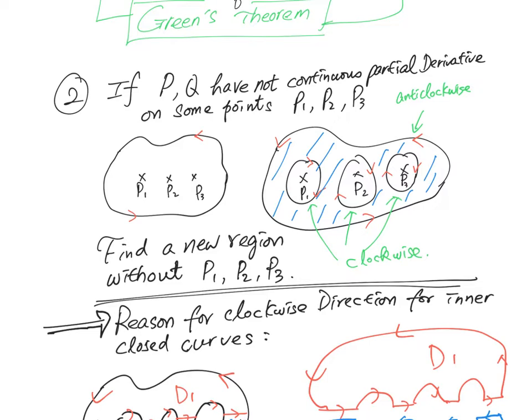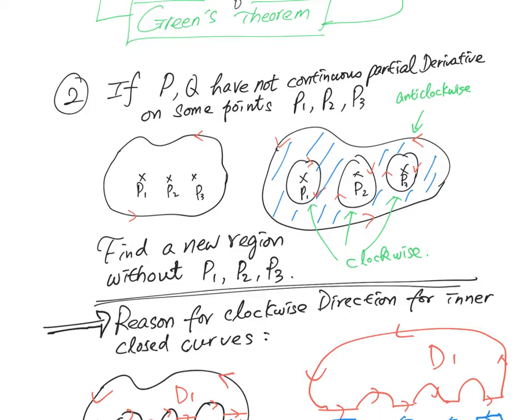So if we want to use Green's theorem, it's better for us to construct 3 more paths: this path, this path, this path. The outside path is this one. The outside path is anti-clockwise in direction. However, the inside paths, these 3 paths, are clockwise in direction, just opposite.